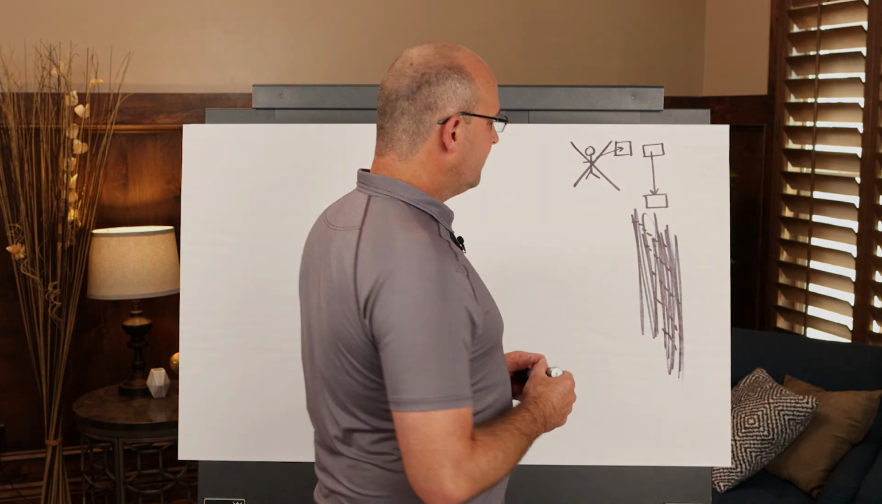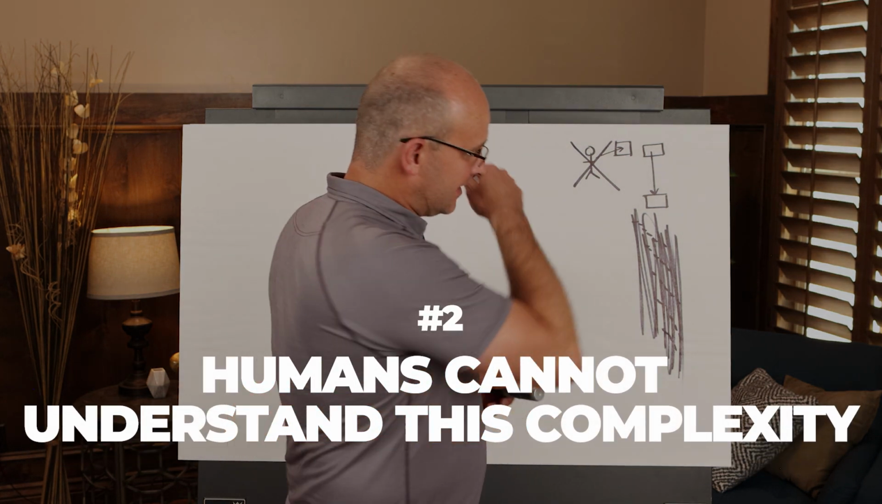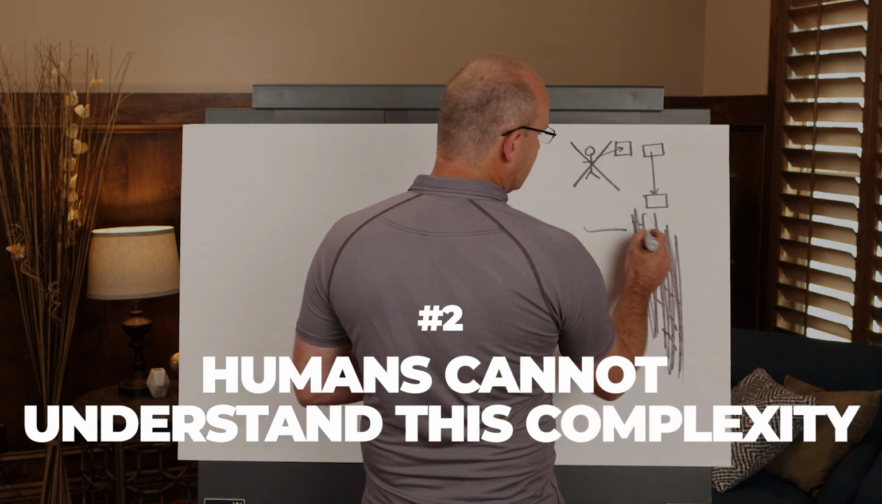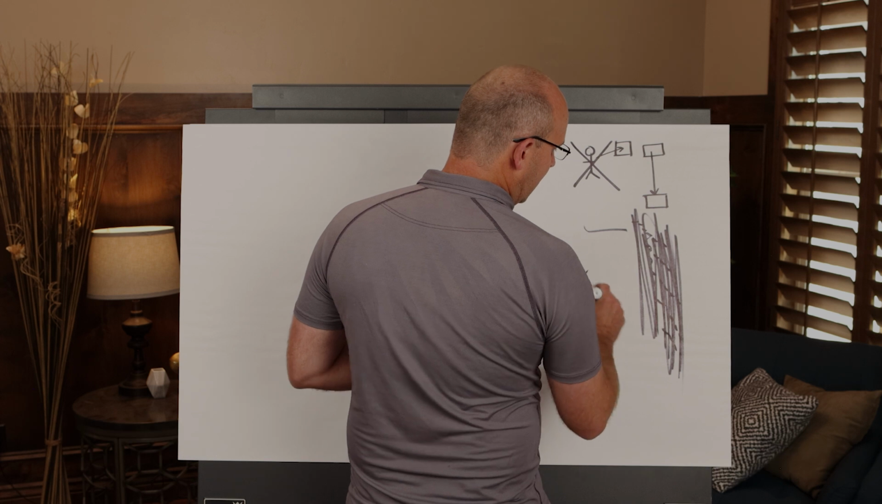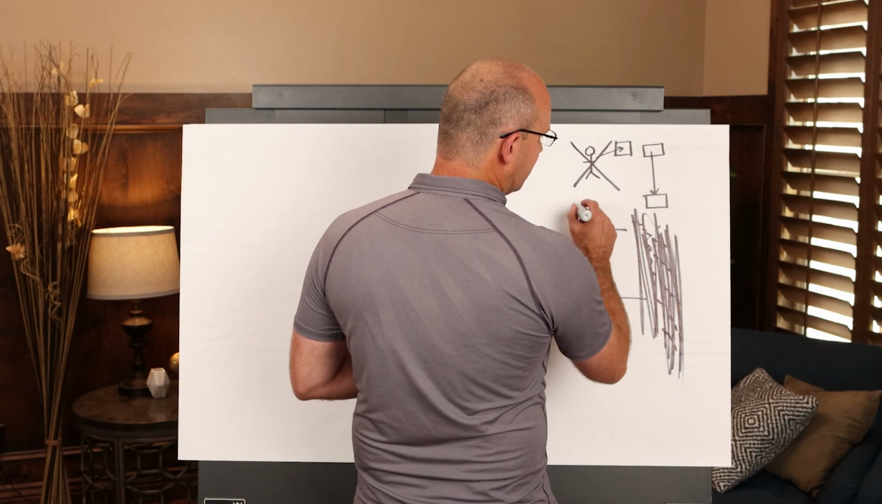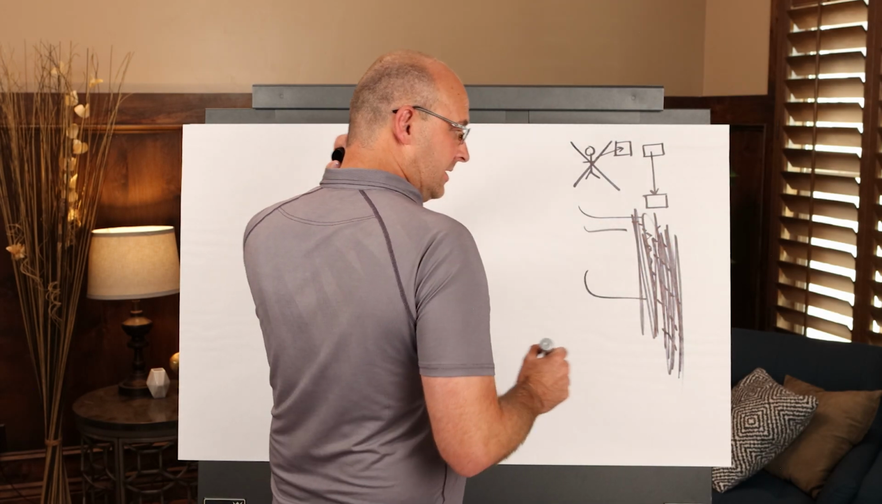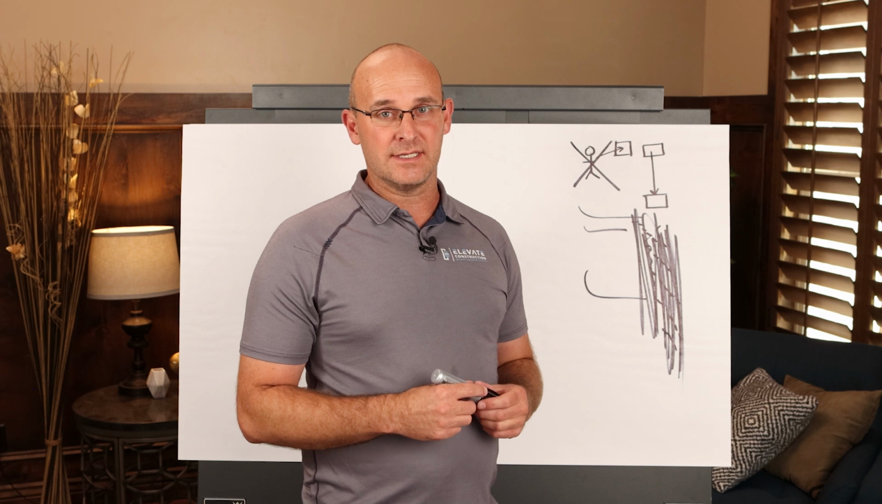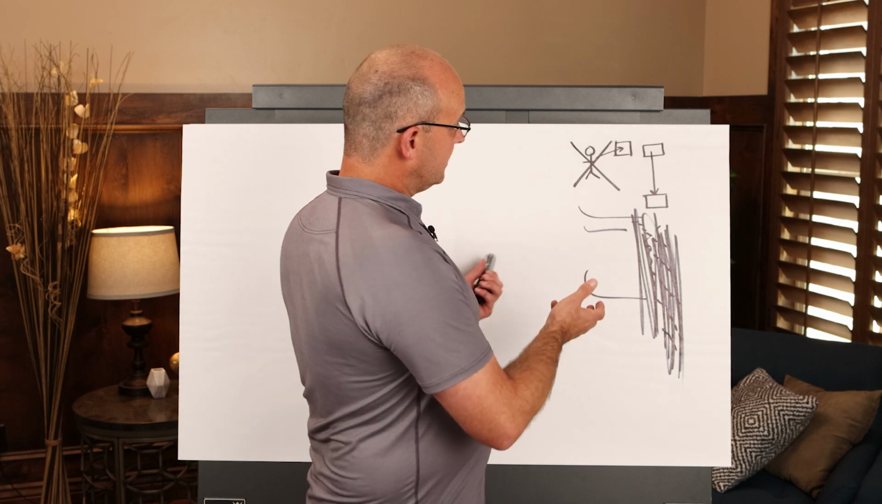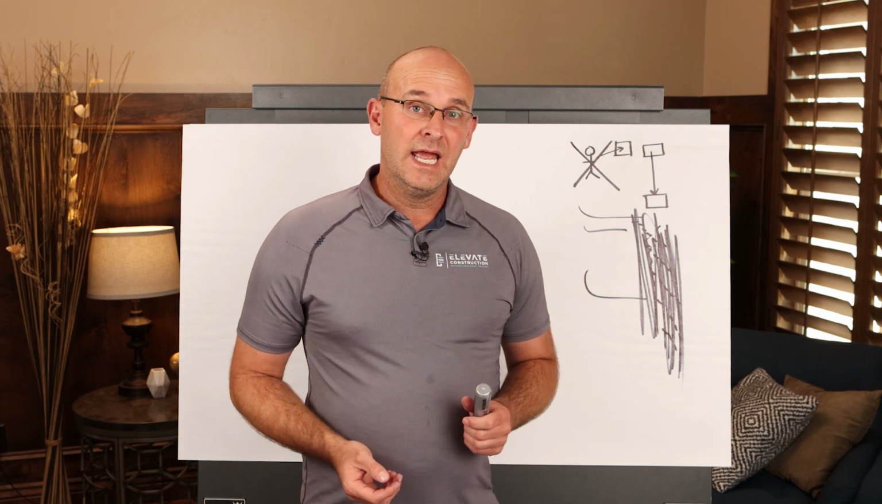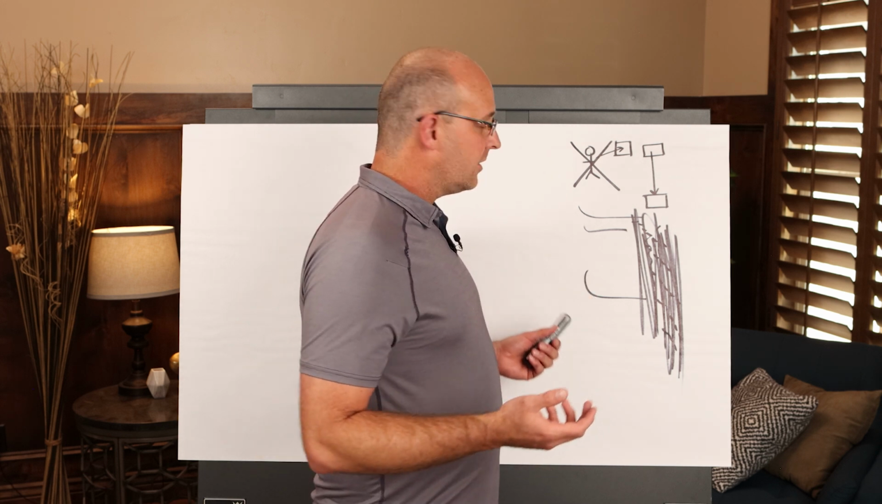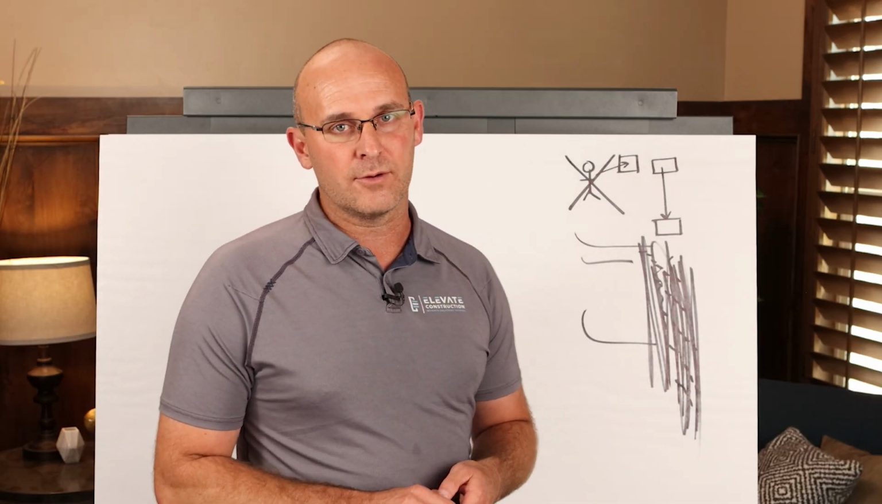Number 2, humans cannot understand this complexity. We can't look at this and then trace this tie down here and look at this and trace this tie up here and look at this. It would literally take a computer to understand this. Now, some people might say, well, all you have to do is follow the activities and make sure that you're following it. The computer will do the forward and backward pass.